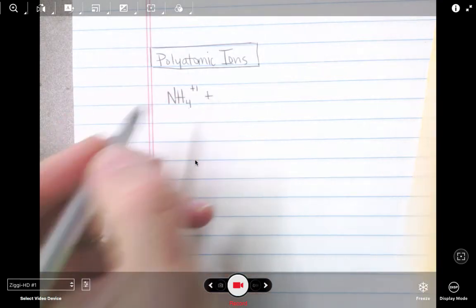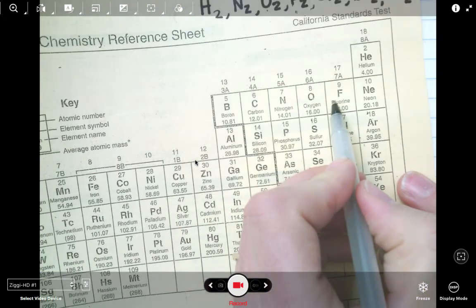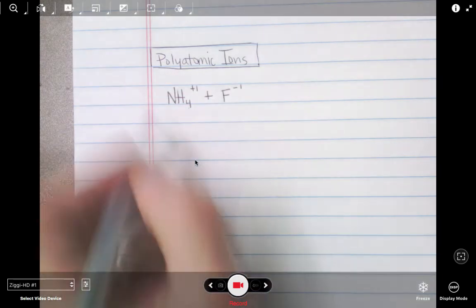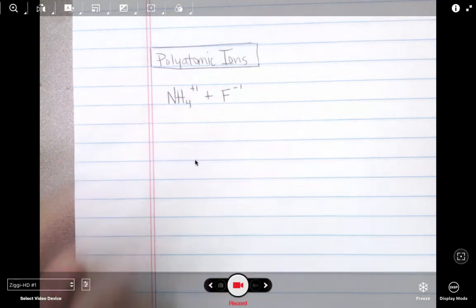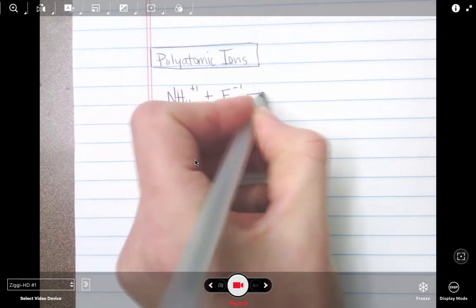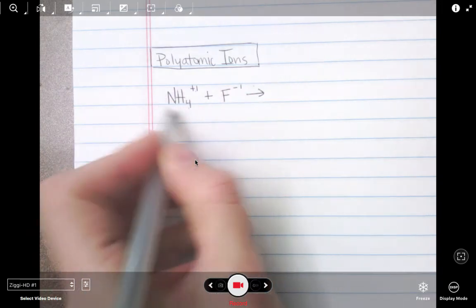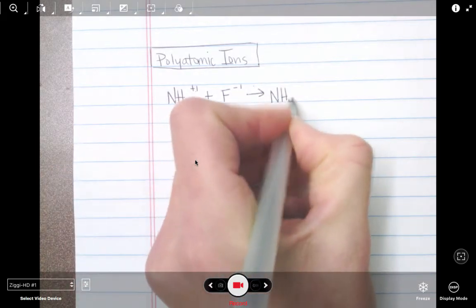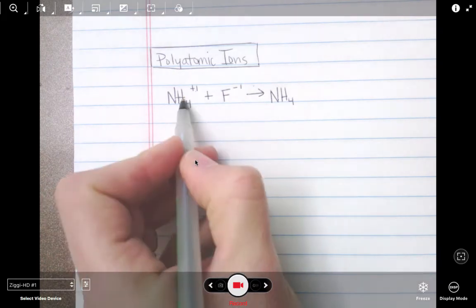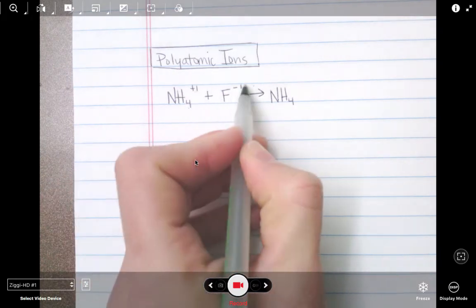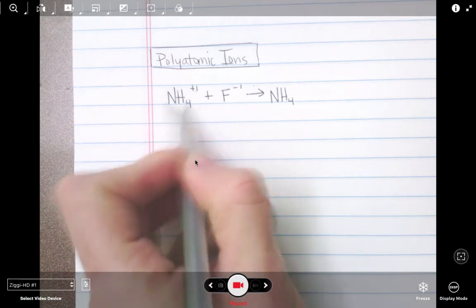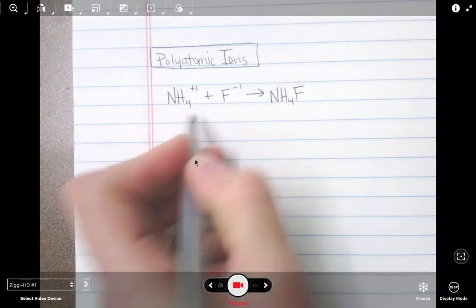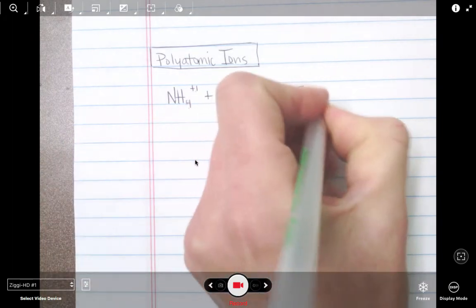I'll add it to, let's say, fluorine. Fluorine is my anion, it has a -1 charge. So automatically I see my +1 and my -1 cancel out, so that's all that matters. So I'm going to rewrite this whole ion exactly how I see it. You do not get to change anything about this. The only thing you're allowed to do is get rid of the charges. So this whole thing transfers over exactly how you see it, and because +1 and -1 cancel out, it's a 1-to-1 ratio.